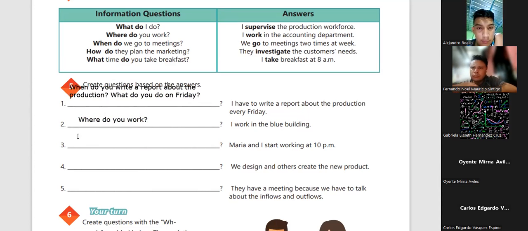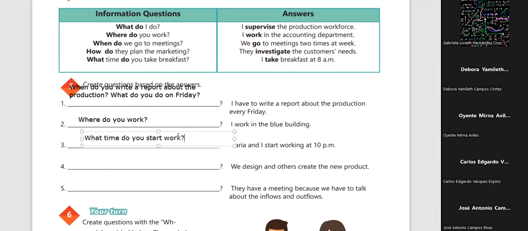Number three. Marie and I start working at 10 p.m. What time do you start work? What time do you start work? Okay. Bueno, aquí hay varias formas de poner esto. Lo voy a dejar así ahorita, ¿sí? Más adelante vamos a ver esa pregunta con más detenimiento. Tenemos una clase para las preguntas de what time, ¿ok?